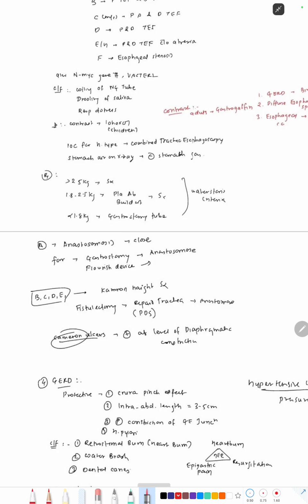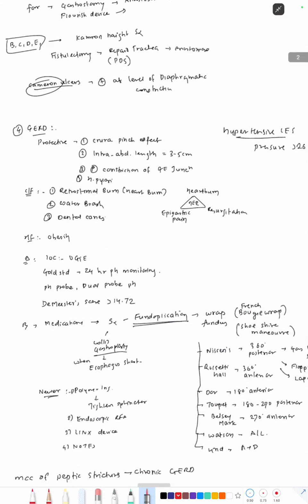Then for the other types, that is B, C, D, E, we go for a special surgery called the Cameron Heights surgery, wherein wherever the fistula is present, we go for fistulectomy, then repair the trachea with a polydiaphragm suture and anastomose it. Cameron ulcers are the ulcers that are present at the level of diaphragmatic constriction.